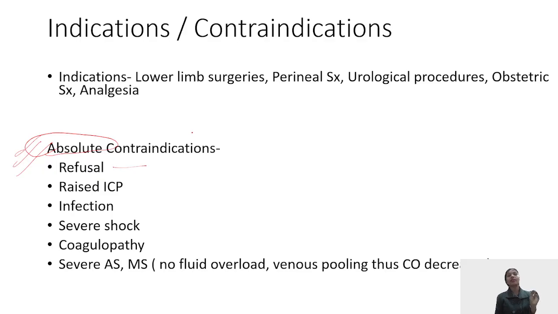Severe AS and severe MS, in which you have a fixed cardiac output, and if you decrease the venous return to the patient, which I'll tell you how it is decreased, it can be very hazardous, or it can deteriorate the patient's condition. In those conditions, we do not give spinal anesthesia. To recap: refusal, raised ICP, localized skin infection, severe hypovolemia, coagulopathy with platelets less than 50,000 are completely contraindicated, and so are severe fixed cardiac output disorders like AS and MS.